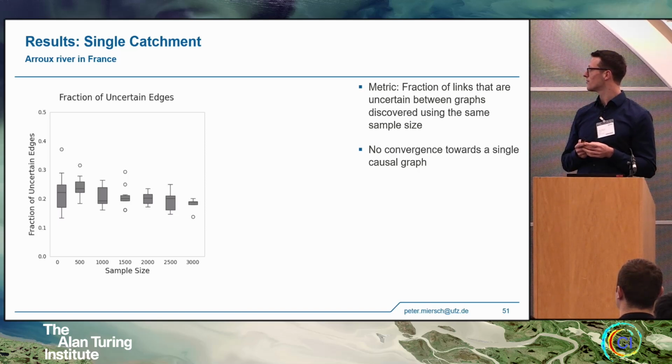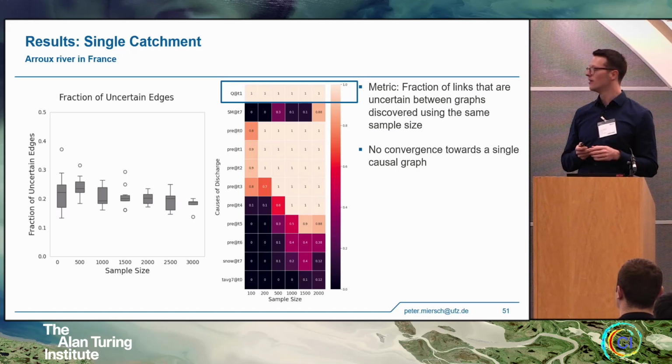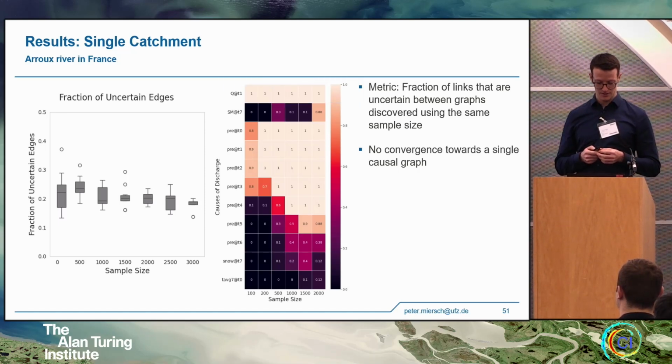And if we now look at which edges are always found and which are only sometimes found, we first find that, independent of the sample size on the x-axis here, it's always found that discharge is autocorrelated. But we also find that a more complex relationship, like soil moisture, is only consistently found if we have more than, let's say, 1,000 to 1,500 data points.